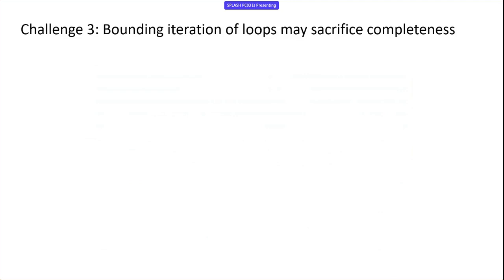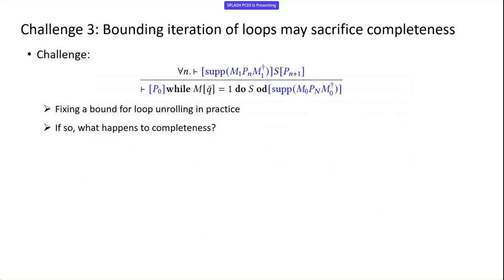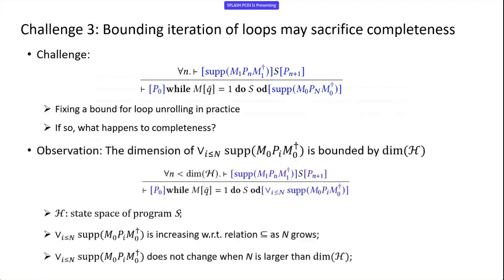Bounding iteration of loops may sacrifice completeness. In classical reasoning, we usually need to fix a bound for the loop rule in practice. Here is the loop rule I have mentioned before, so we can do the same thing here. But what happens to the completeness, do we lose it here? Actually, we won't. So here we have an observation.